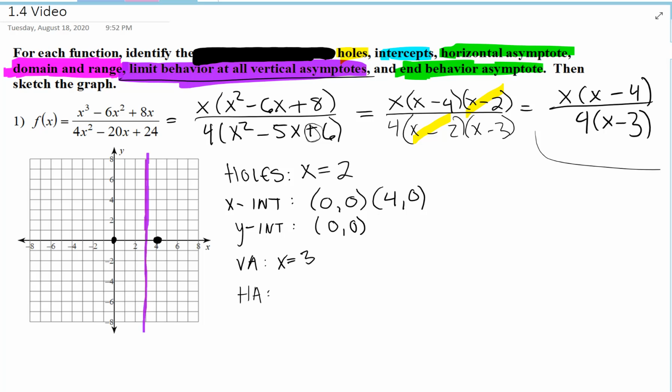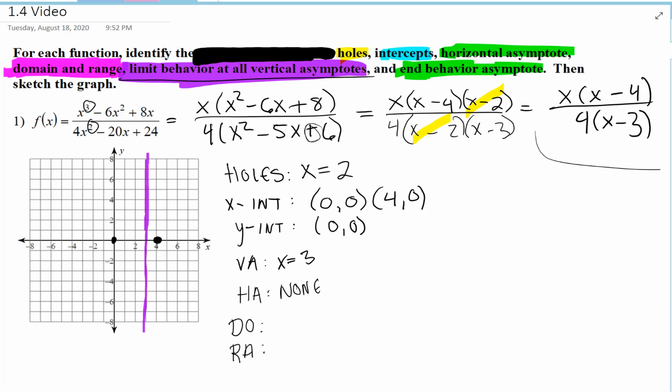Horizontal asymptote is dependent on the degree of the numerator and the degree of the denominator. The degree of the numerator is 3. The degree of the denominator is 2. If the degree is greater in the numerator than in the denominator, you have no horizontal asymptote. If it's less than the degree in the denominator, then your horizontal asymptote is 0. If the degrees are the same, you take the leading coefficient of the numerator over the leading coefficient of the denominator to get your horizontal asymptote. Here we have none.